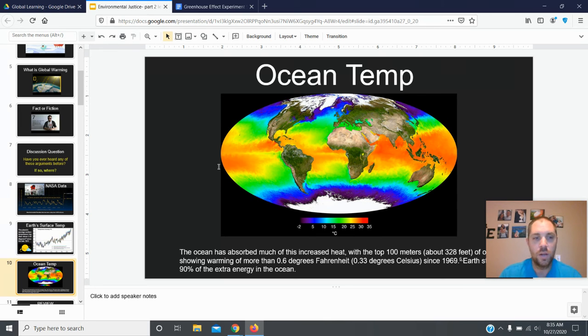Now, we know, as scientists are also saying, that the ocean itself has come up 0.6 degrees. 0.6 degrees. That doesn't seem like very much. But why is that so significant?